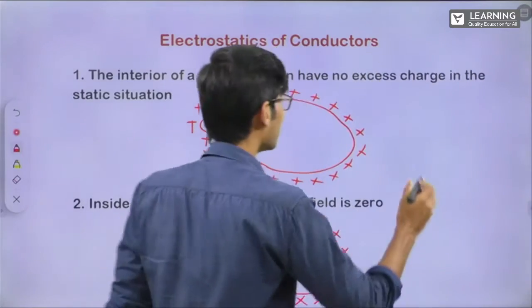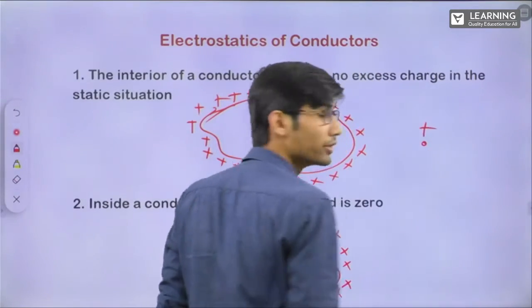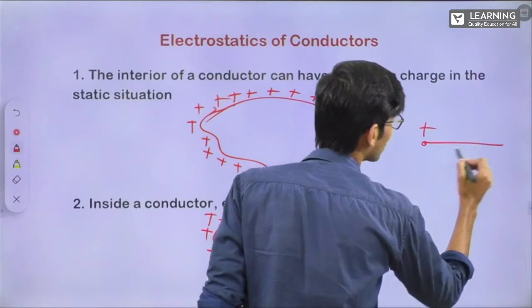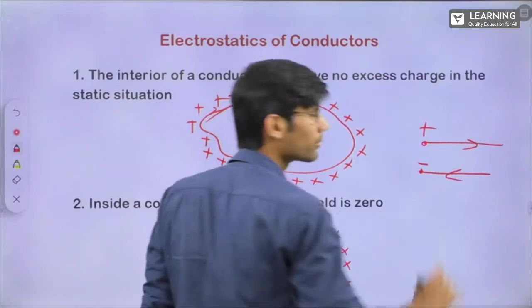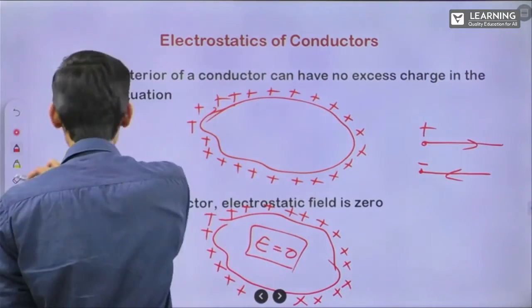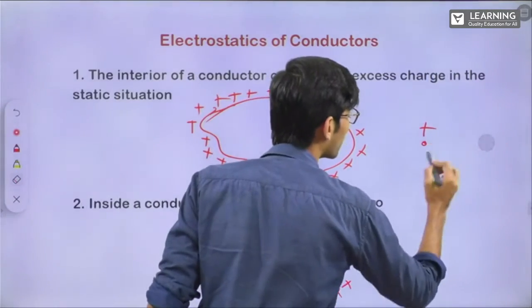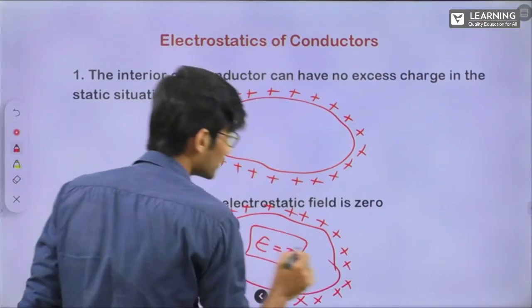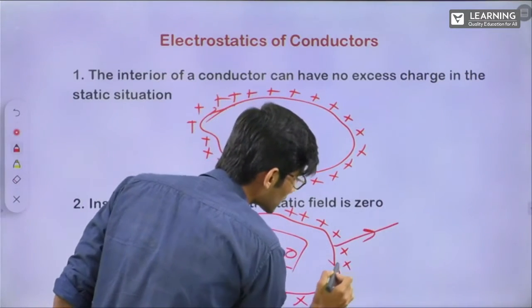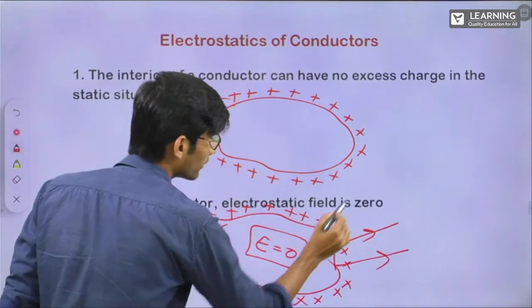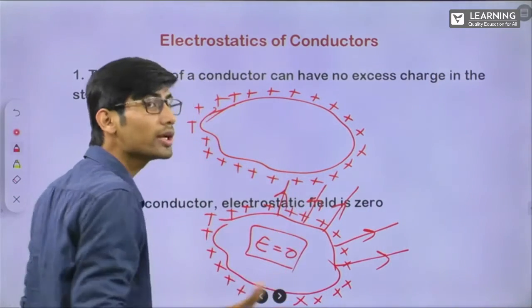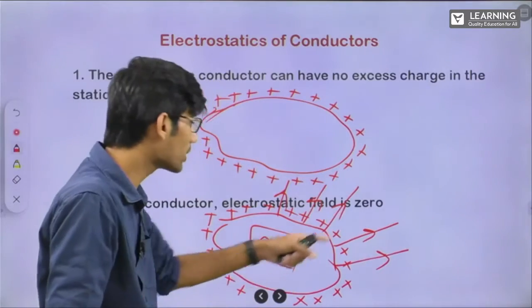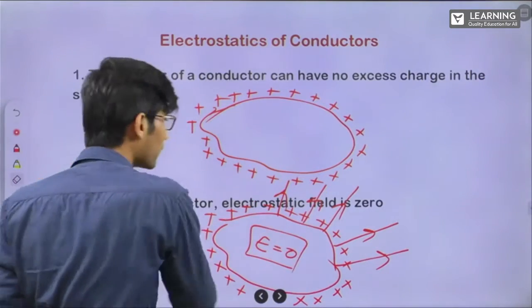See, if there is a positive point charge, we know that electric field originates from here. If there is a negative point charge, we know that electric field will terminate here. Now here the positive charge is on the surface only. So this electric field line will start from the surface. Inside there is no electric field line. It is originating from here. This way also you can understand.